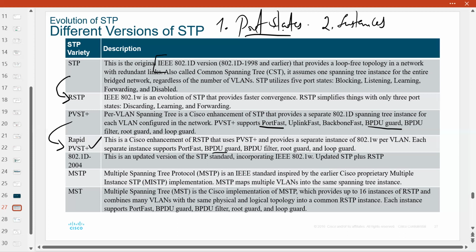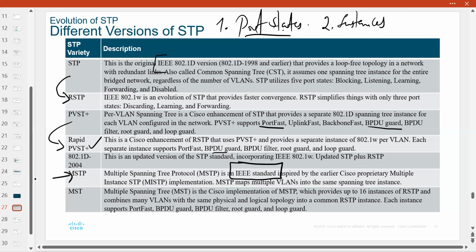Let's look at MSTP, multiple spanning tree protocol. MSTP creates multiple spanning tree instances. So this PVST is just an example of multiple instances being created. Lastly, we have multiple spanning tree, MST. This is a Cisco implementation. As you can see, MSTP is an IEEE standard.